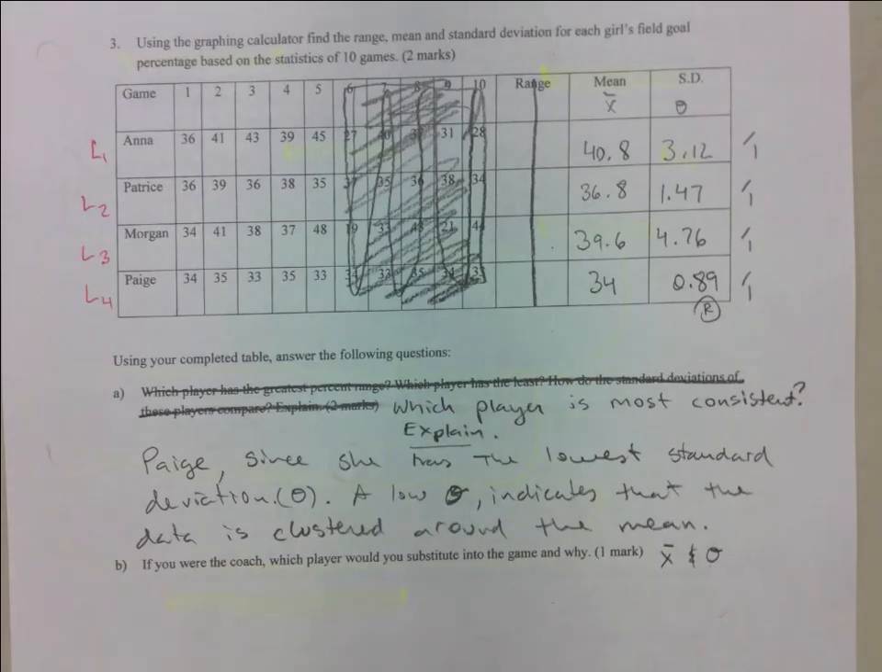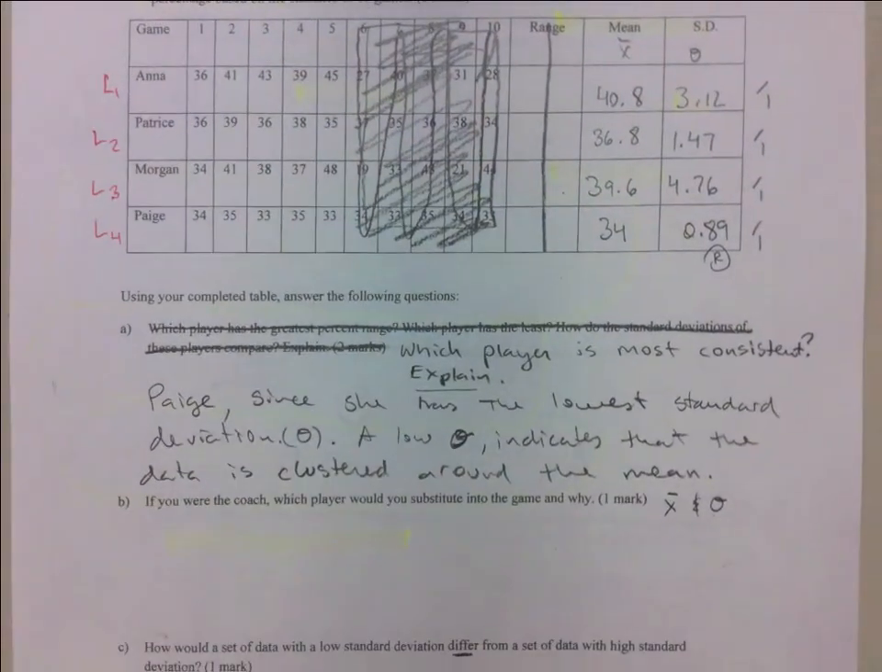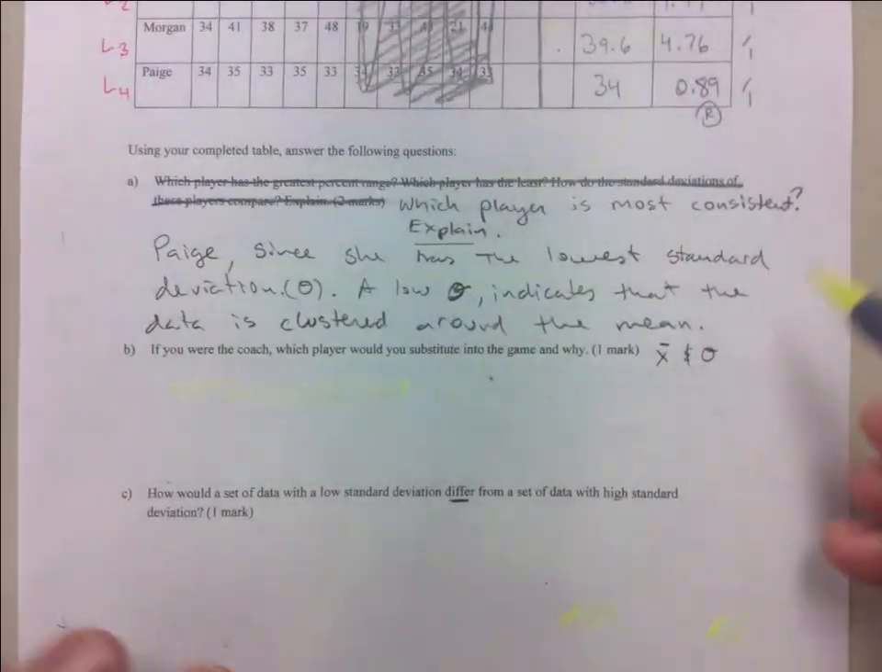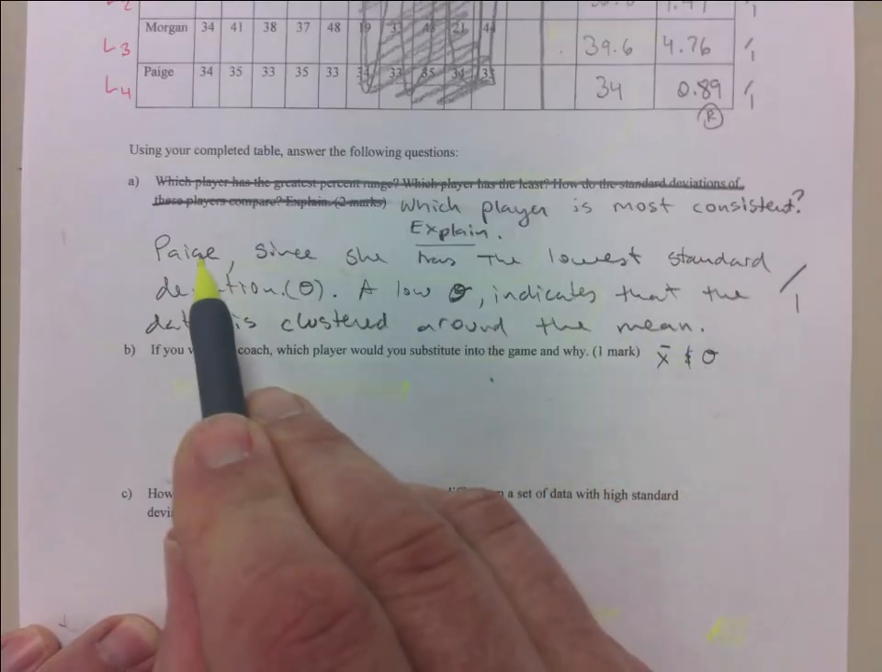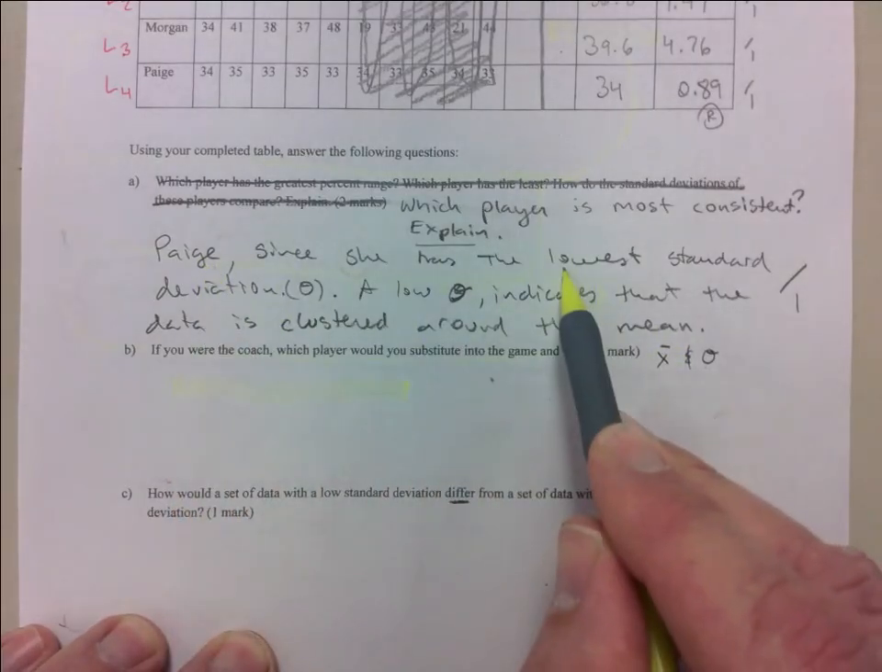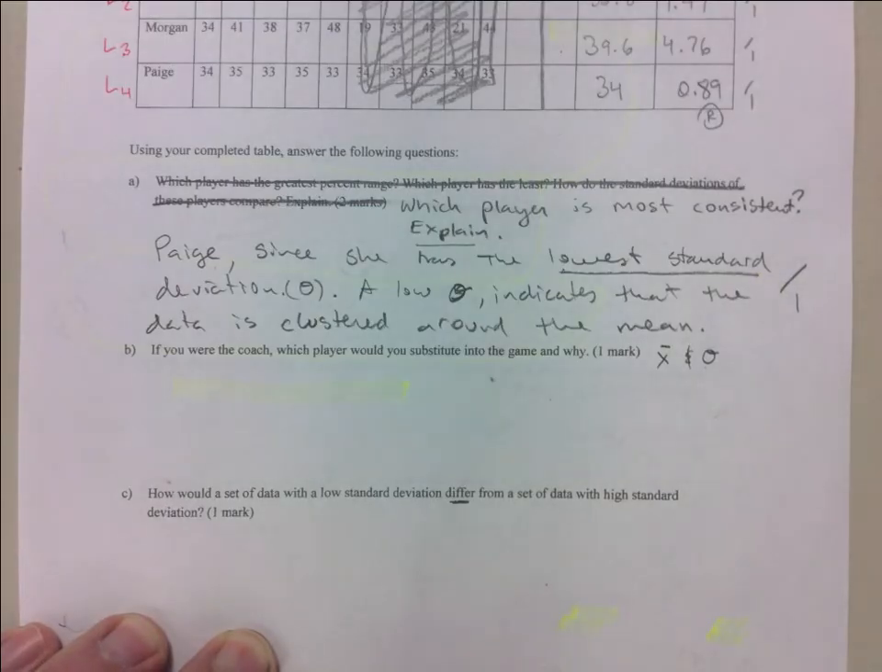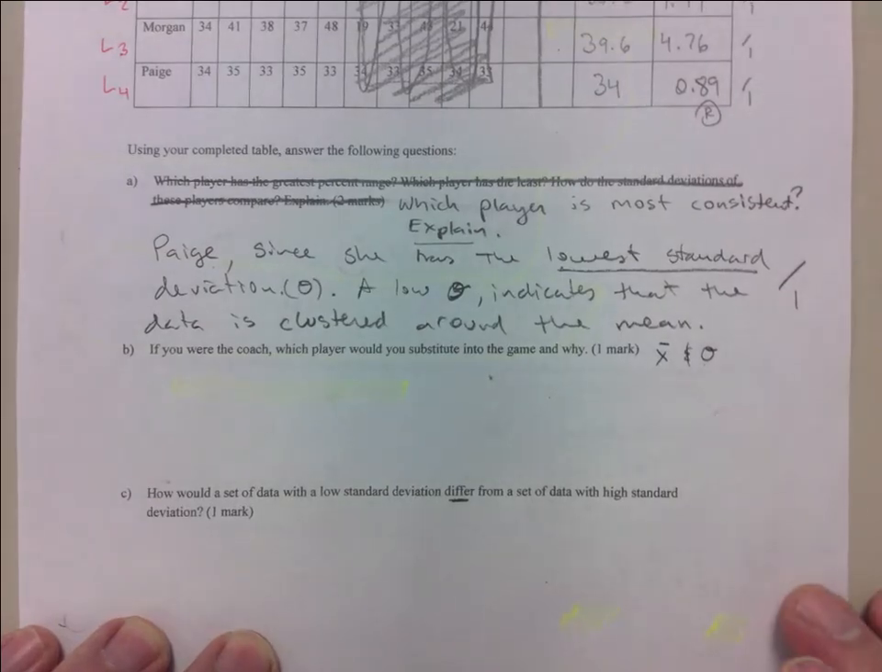Because remember, if you think about the calculation of standard deviation, it always takes into account how far you are from the mean, how far you are from the mean. We're always asking that. And so if your standard deviation is low, that means that distance is very small. Okay, so you get a mark for that. You don't need the addition that I put in there. You just need to say that it's Paige because of having the lowest standard deviation. That's what I need to see. If you just pick the name, we're not going to give you the mark on this one. You need to say why.